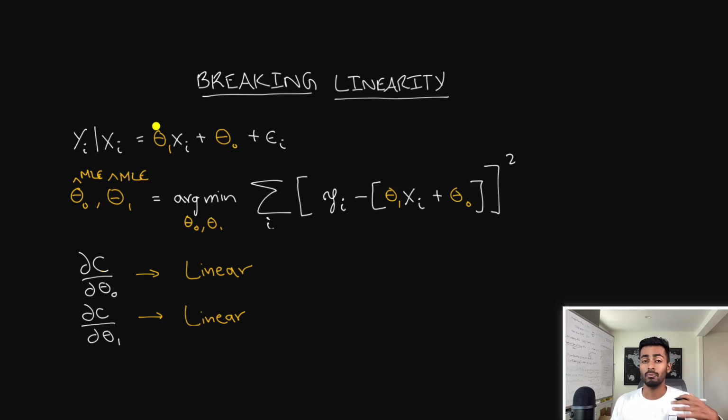However, in our case where we want to break linear regression, we now have a theta 1 squared term up here. What will happen is now we need to do an argmin of this entire expression. And now if you try to take the partial derivatives, if you take it with respect to theta 0, you'll probably get a quadratic equation. And if you take the derivative with respect to theta 1, you're going to get even a cubic equation.